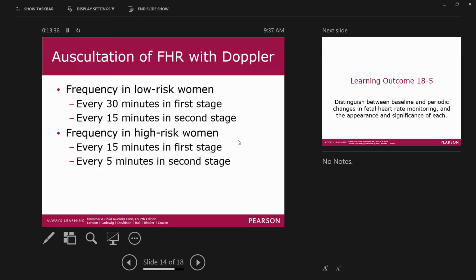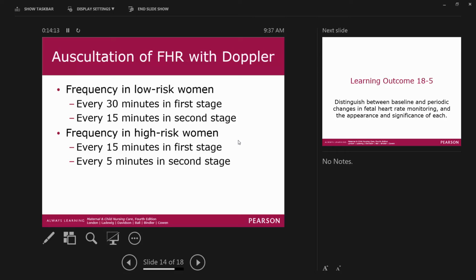So these next slides are telling us how often we need to monitor baby and contractions. If I'm auscultating with a Doppler, that is that little handheld device, for women that are low risk, which is a very small population, I have to go in the first stage of labor, so from 0 to 10 centimeters, every 30 minutes and auscultate for 10 minutes and palpate for contractions. In her second stage, when she's pushing, I need to do this every 15 minutes.